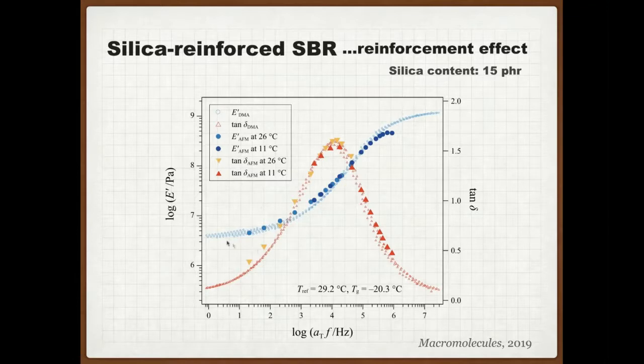Yeah, once again, these open symbols come from bulk DMA, and the other data are from nano DMA measurement. So the very nice coincidence between the nanoscale measurement and macroscopic measurement is once again evident. And in this specific case, we change the temperature. This is for the higher temperature, and this is for the lower temperatures. And very interestingly, macroscopic measurement and nanoscopic measurement coincide nicely.